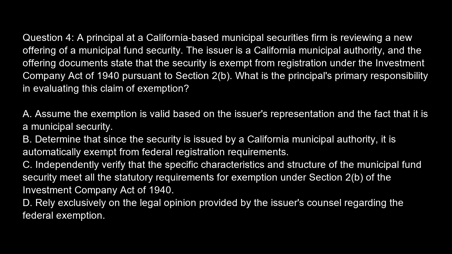Option A. Assume the exemption is valid based on the issuer's representation and the fact that it is a municipal security. Option B. Determine that since the security is issued by a California municipal authority, it is automatically exempt from federal registration requirements. Option C. Independently verify that the specific characteristics and structure of the municipal fund security meet all the statutory requirements for exemption under Section 2(b) of the Investment Company Act of 1940. Option D. Rely exclusively on the legal opinion provided by the issuer's counsel regarding the federal exemption.